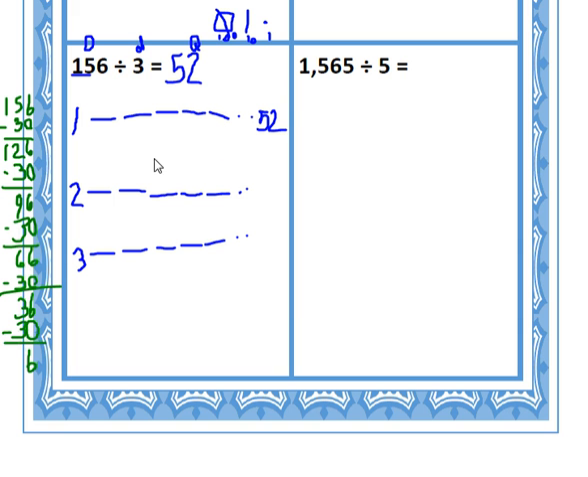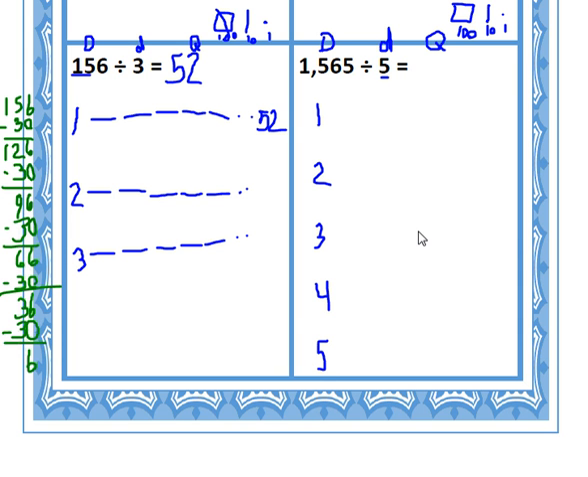Wasn't too bad. Now I want you to try this one on your own. If 1,565 is our dividend and 5 is our divisor, what is going to be our quotient? I want you to label it like that. Make sure you use a big D, little d, and Q. So 1,565 divided by 5, what will be our quotient? Go ahead and solve this. First of all, you're going to draw 5 rows because your divisor is 5. 1, 2, 3, 4, 5.